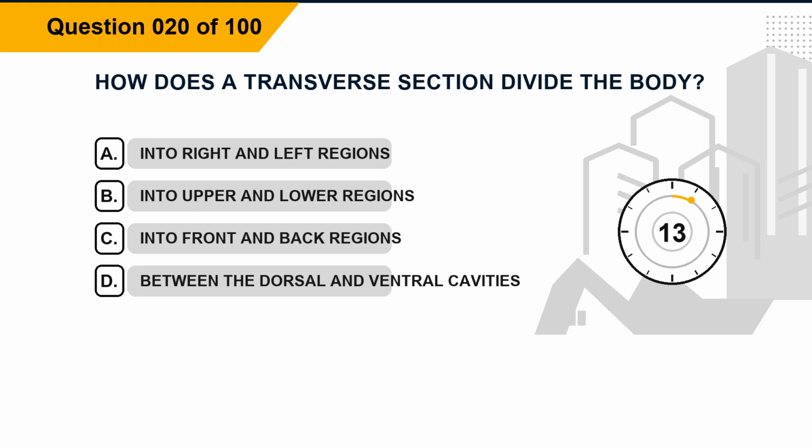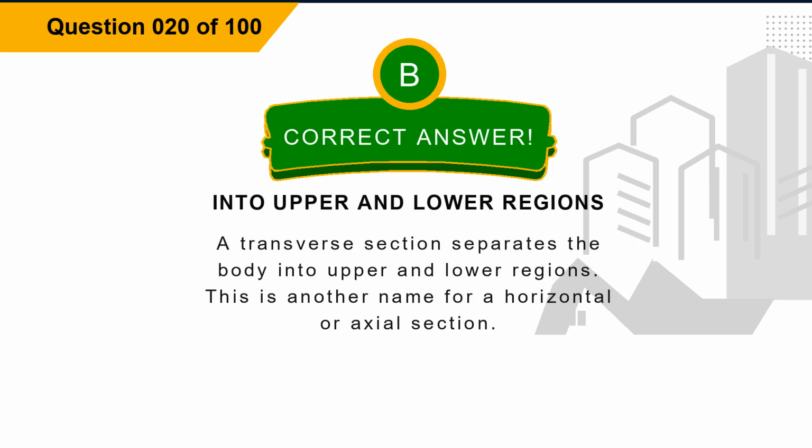Question 20. How does a transverse section divide the body? Option A, into right and left regions. Option B, into upper and lower regions. Option C, into front and back regions. Option D, between the dorsal and ventral cavities. The correct answer is option B, into upper and lower regions. Explanation. A transverse section separates the body into upper and lower regions. This is another name for a horizontal or axial section.